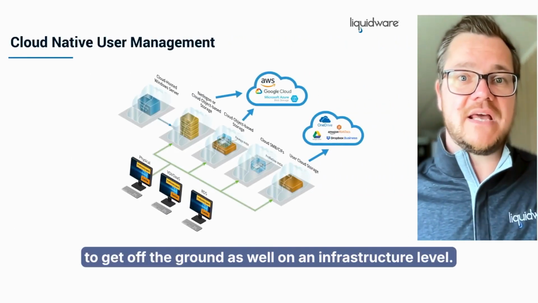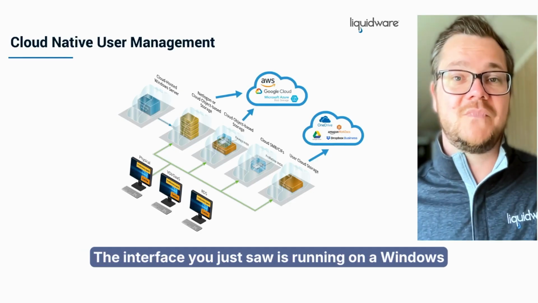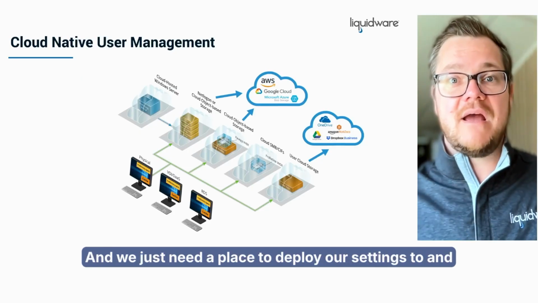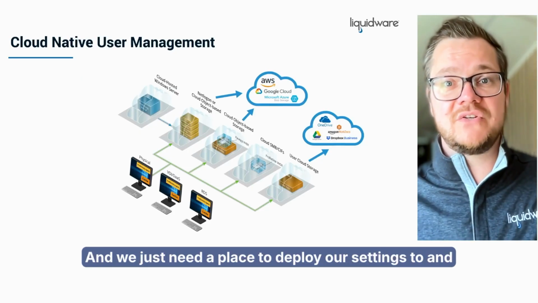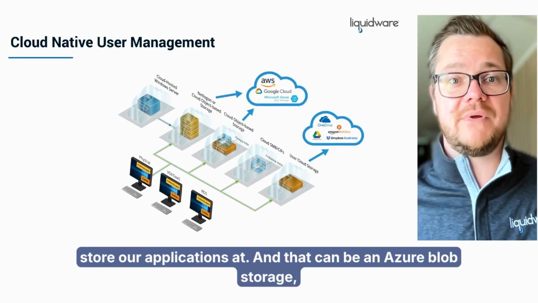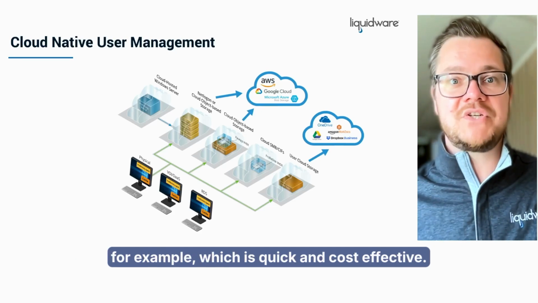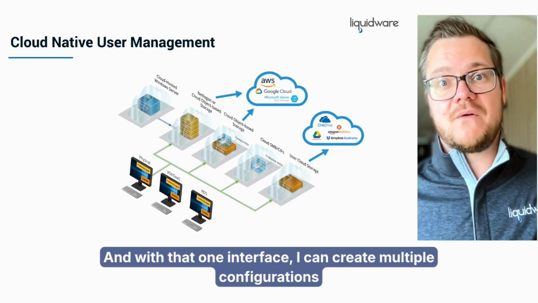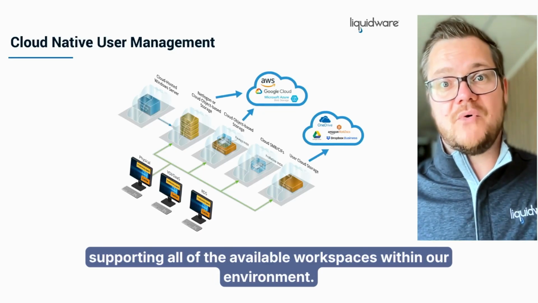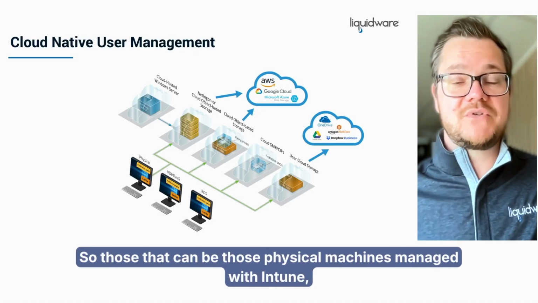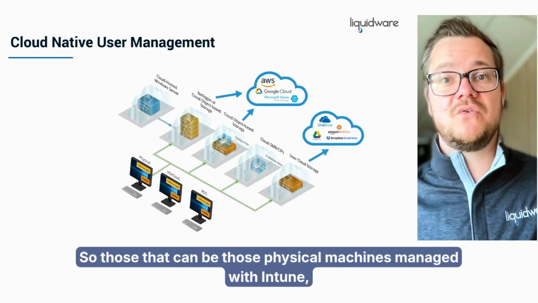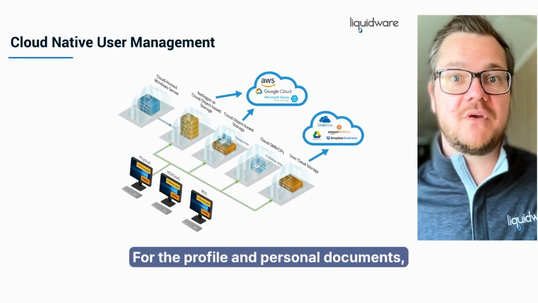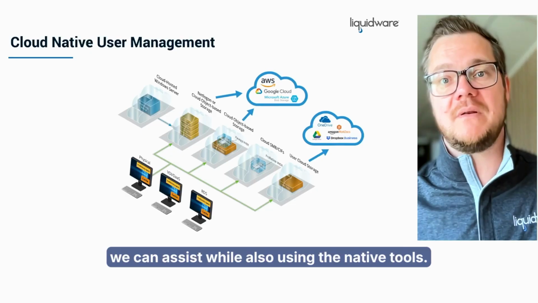And it's very easy to get off the ground as well on an infrastructure level. The interface you just saw is running on a Windows server that can run in an Azure environment, and we just need a place to deploy our settings to and store our applications at. And that can be an Azure Blob Storage, for example, which is quick and cost effective. And with that one interface, I can create multiple configurations supporting all of the available workspaces within our environment. So that can be the physical machines managed with Intune, but also AVD, Windows 365, you name it.